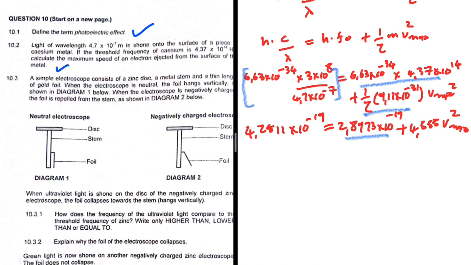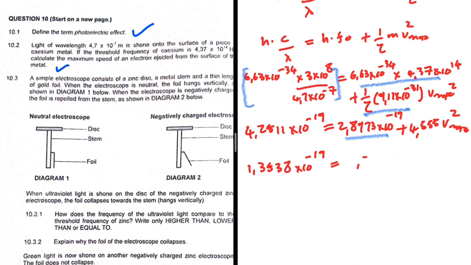So 4.2511 minus 2.8973 is equal to 1.3538 times 10 to the minus 19. This is equal to 4.555 V max squared. So we can divide both sides by 4.555.